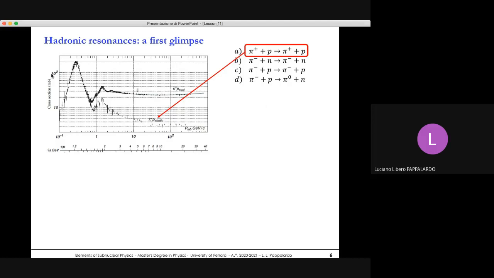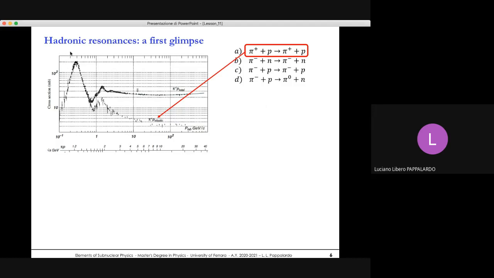Okay, so this is the measurement of the cross-section, either the elastic cross-section for the pi plus proton process, the first that we discussed before, and also the total cross-section, which also includes non-elastic contributions, as a function of energy. So you have here essentially the energy in the center of mass for this reaction. So what do we see here?